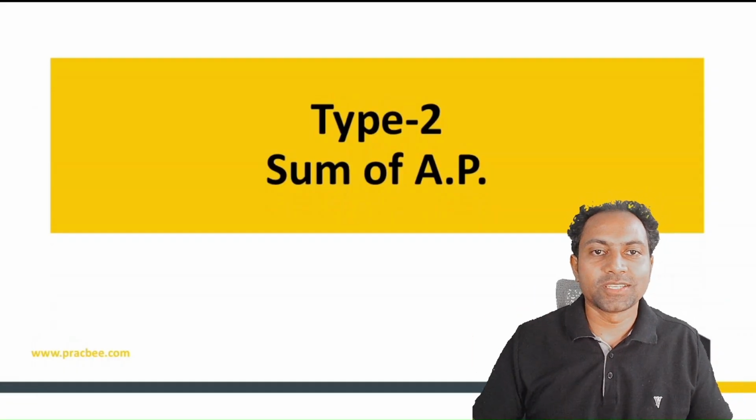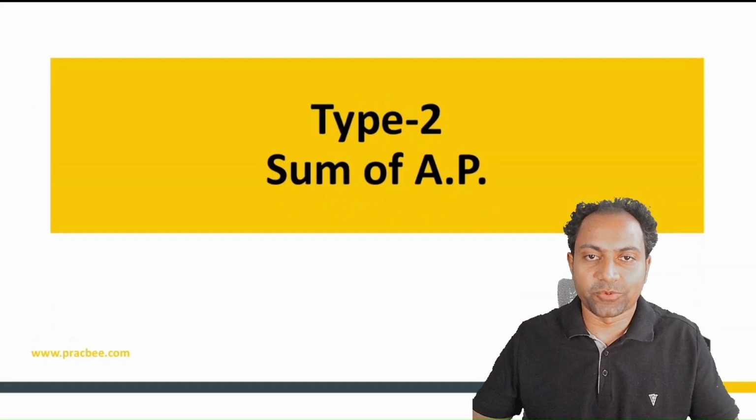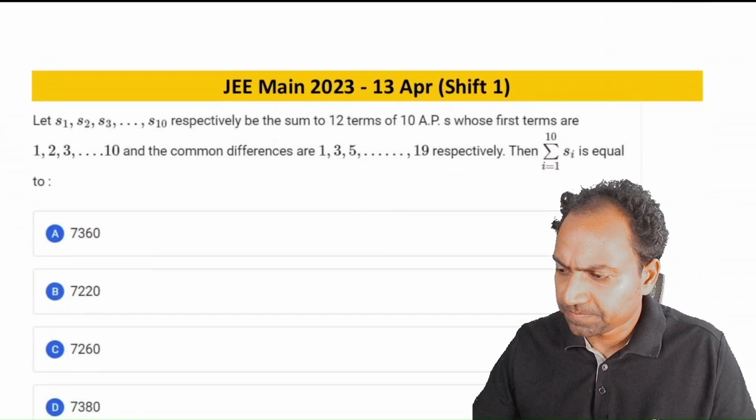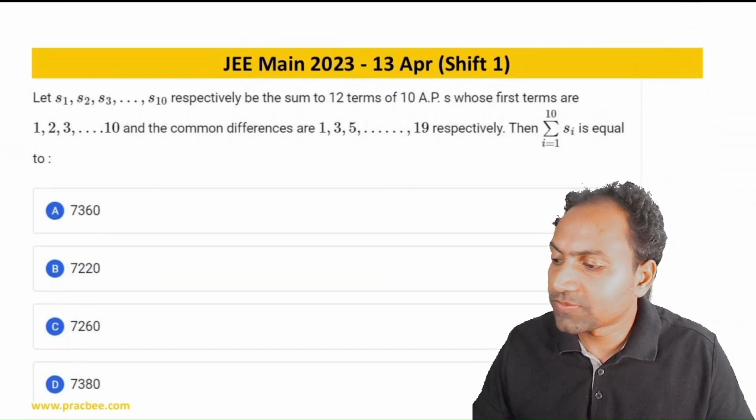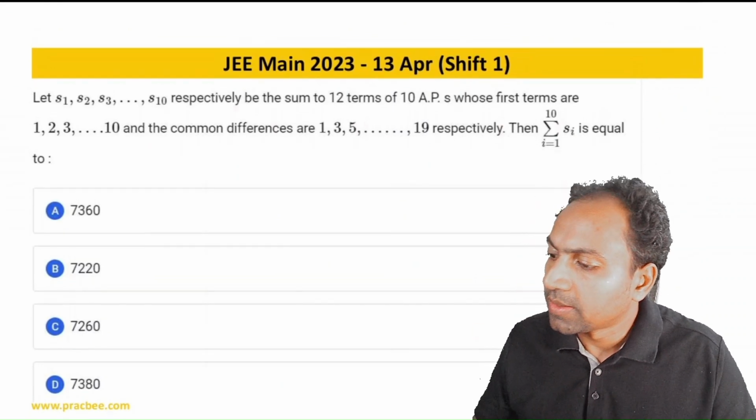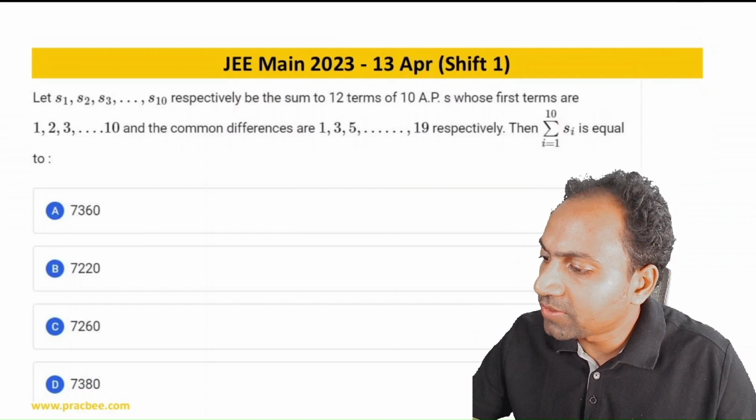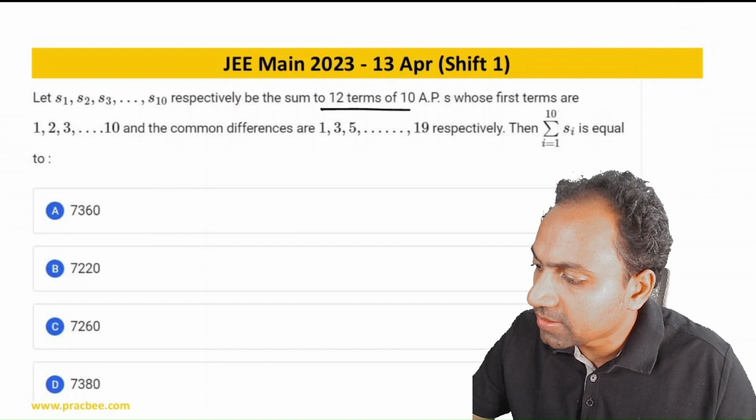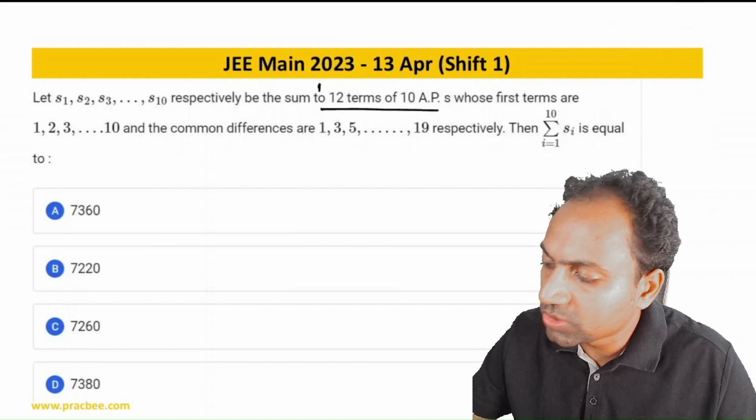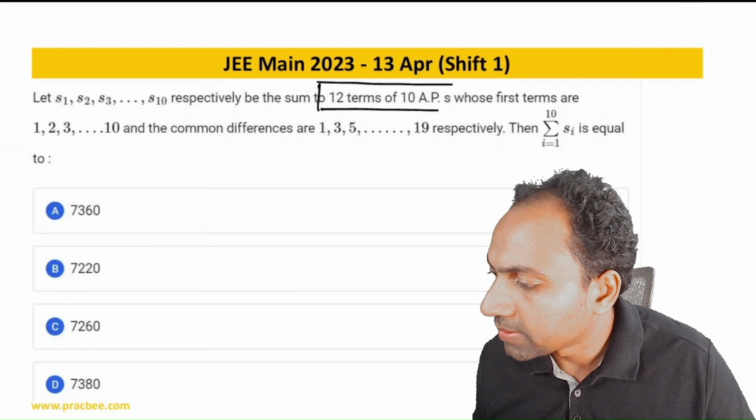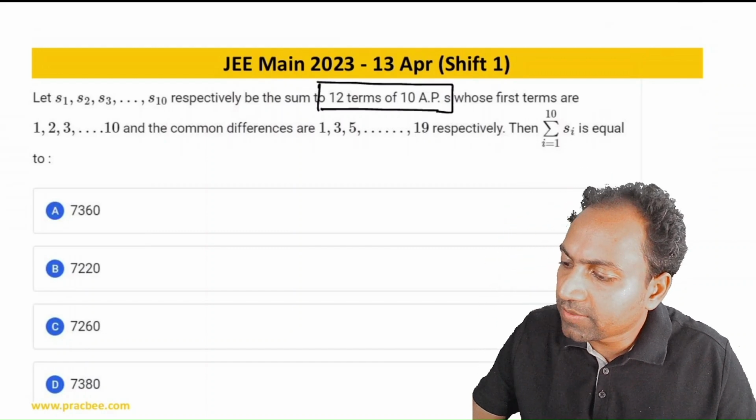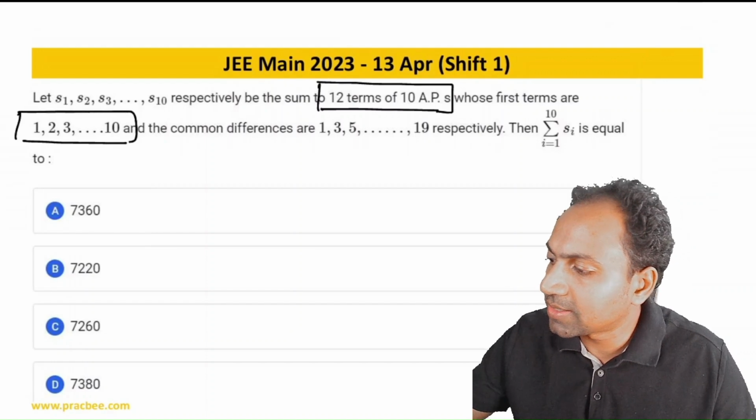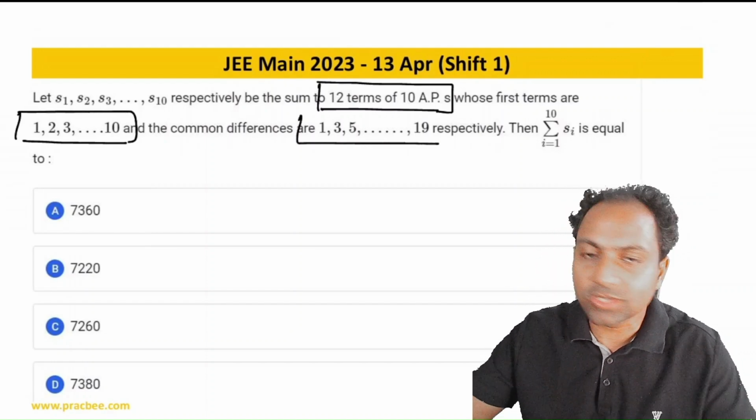The type 2 question is the questions which are based on sum of arithmetic progression. Now let us see a question that was asked in 2023 JEE Mains. In this question, they are talking about S1, S2, S3, S10 be respectively the sum of 12 terms of 10 APs. So they are talking about 10 different APs whose sum of 12 terms are given. Now, whose first terms are already given to us is 1 to 10. The common difference is also given to us. What they're asking is what will be the sum of those sum of 10 terms.